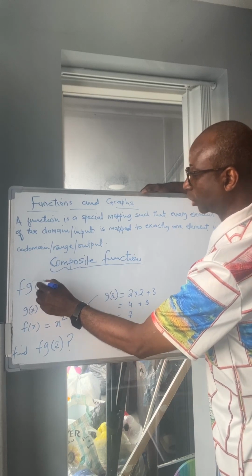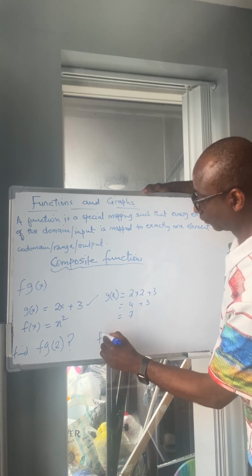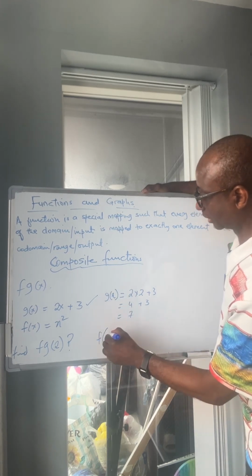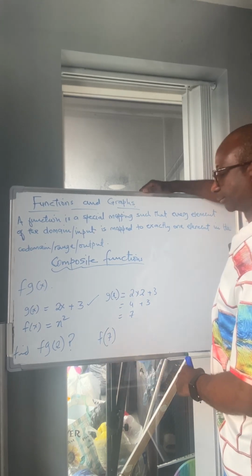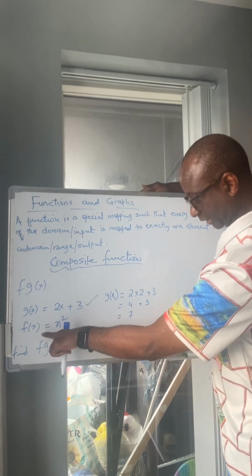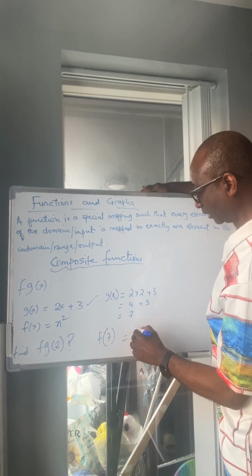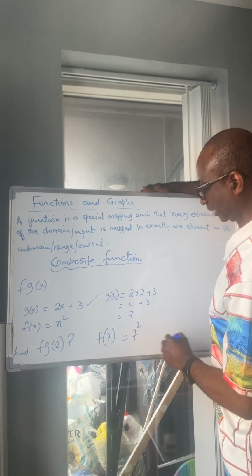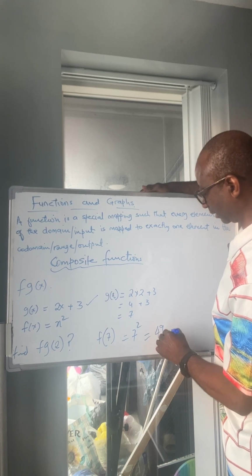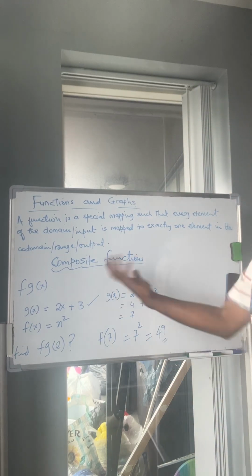So you're now going to solve f of g of x. So now going to solve f of, what is g of x? 7. But what is f of x? F of x is x squared. So which means you are solving for 7 squared, and this gives you 49. So this is your answer. Your answer is 49. So this is how you solve composite functions.